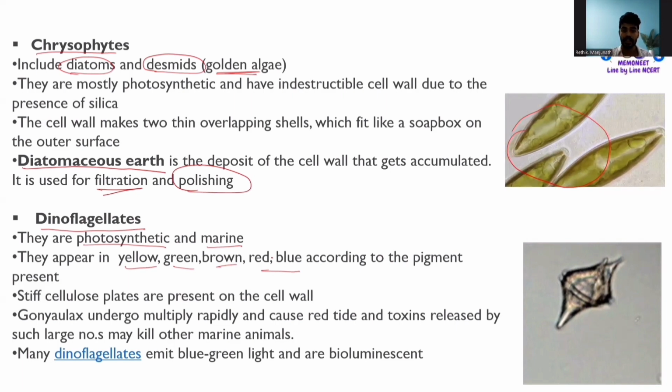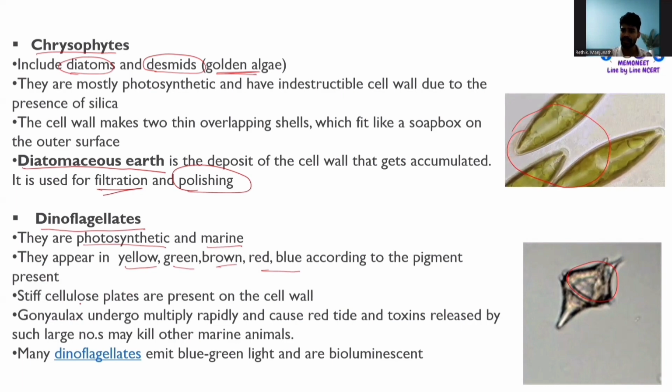So their cell wall has a stiff cellular plate present on it. You can see a stiff cellular plate is actually present on the cell wall. One example is Gonyaulax. This undergoes rapid multiplication, and this causes a red tide in the ocean.